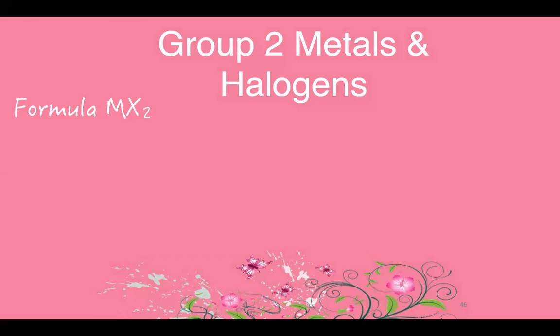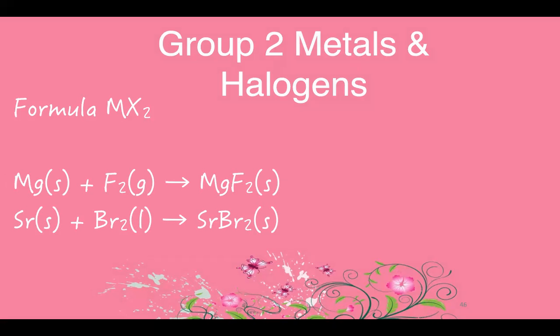Okay, is it going to go next? Here we go. Group 2 metals and halogens will react the same way, but of course, group 2 has a charge of +2. So in this case, you're going to have a ratio of 1 to 2 between the metal and the halogen because of the charge. So magnesium reacting with fluorine is going to form magnesium fluoride. Strontium with bromine, strontium bromide.